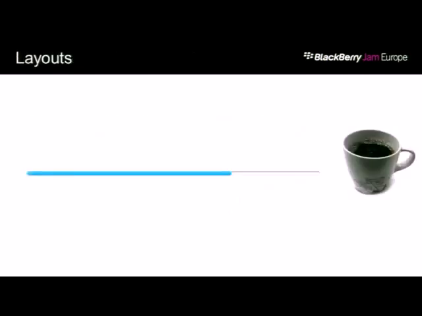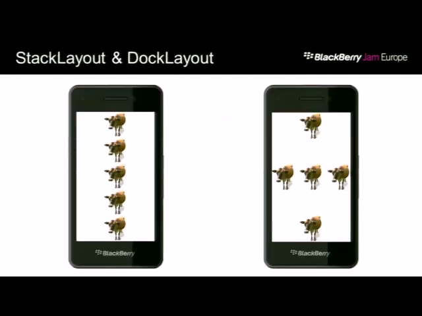Layouts. Okay, so layouts in Cascades. Let's go ahead and start that demo. So in Cascades, you've already seen that container control. When you want to place things, if you have different buttons or UI controls that you want to place in your UI, then you should use this container control. And the container control can be given a number of different types of layouts. So we do have the absolute layout. We generally think it's a bad idea to use absolute layout unless you really, really have to.